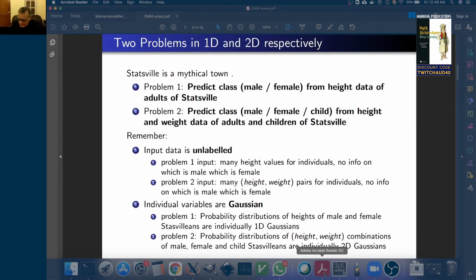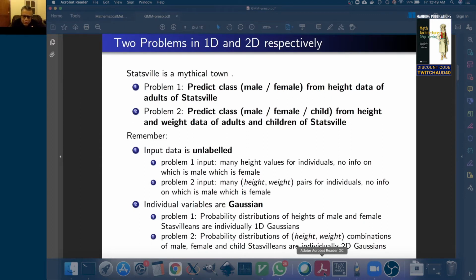To introduce this, just to anchor our ideas, I will constantly talk about two separate problems. The whole lecture is pivoted around these two problems. The first problem pertains to a mythical town called Statsville. In Statsville, there are males and females. In problem one, we are only concerned with adults, and we have height data of the adults of Statsville.